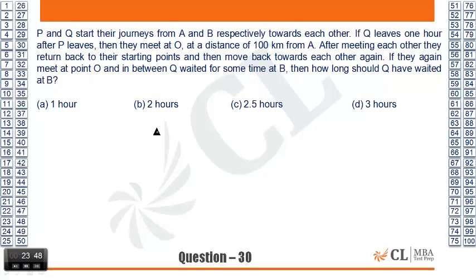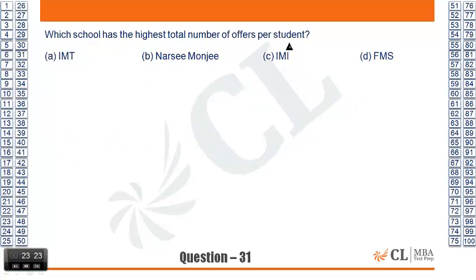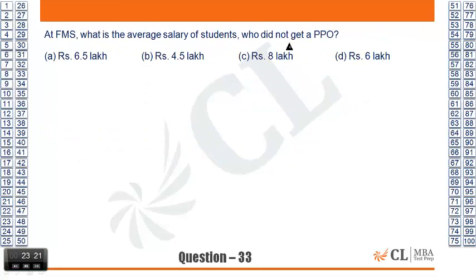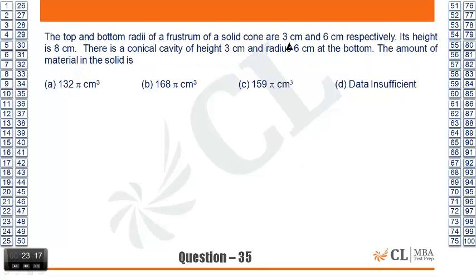P and Q start a journey from A and B respectively towards each other. If Q leaves 1 hour after P leaves, then they meet at a point O, at a distance 100 km from A. After meeting each other, they return back to the starting point. The third round, if it exists. This I checked now.